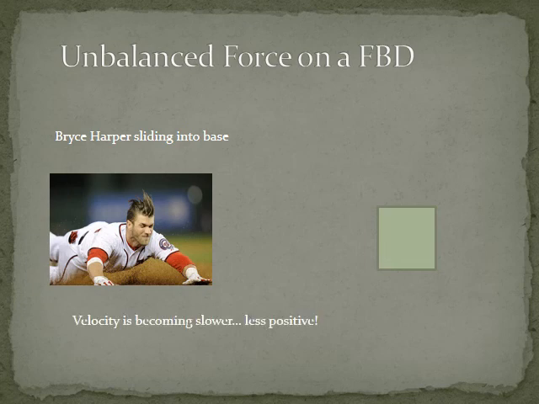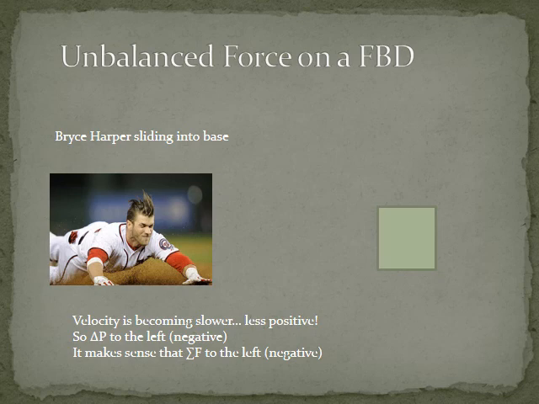So as Bryce slides, his velocity is becoming slower. He was moving to the right and it's slowing down, so he's actually got less positive momentum. His momentum is changing in the negative direction. He's getting less positive, which is the same as more negative. Which means that I'm expecting to see a change in momentum that is to the left, a negative change in momentum, which means we're also going to have unbalanced forces to the left. When we have extra force acting to the left on an object that's moving to the right, it's going to slow down.